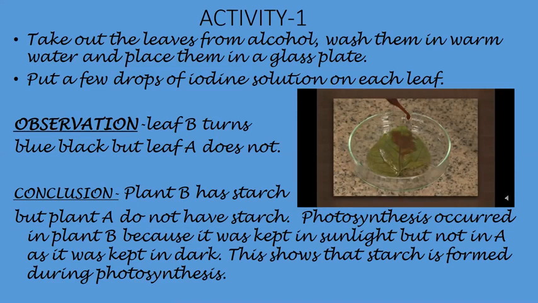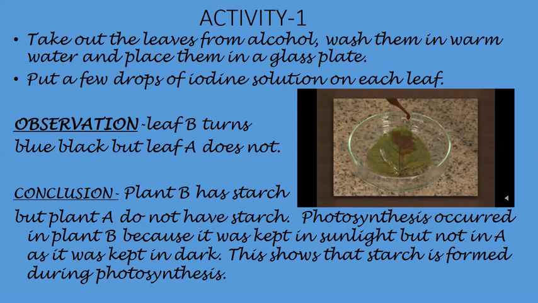Now, when all the chlorophyll from the boiled leaf has come out into the alcohol, the leaf is left colorless. This is done to remove chlorophyll and to make the leaf colorless so that the change in color is noticeable. Put a few drops of iodine solution on each leaf. Now, what do you observe? Leaf B turns blue-black, but leaf A does not.